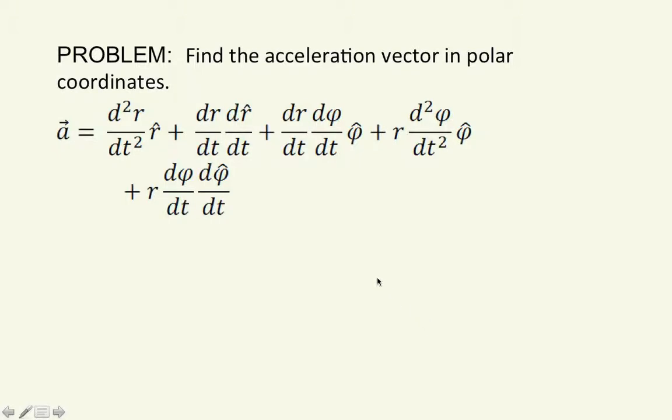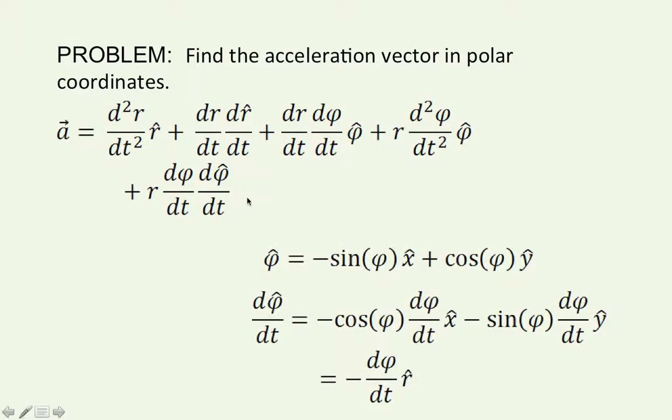To find the acceleration vector, we're just going to take the derivative of the velocity vector. If we do that, we come up with these 5 terms. And we see some terms have a d phi hat dt in it. So we're going to need to find d phi hat dt. We've already found dr hat dt, so we can already plug that one in. But we still need to find this d phi hat dt.